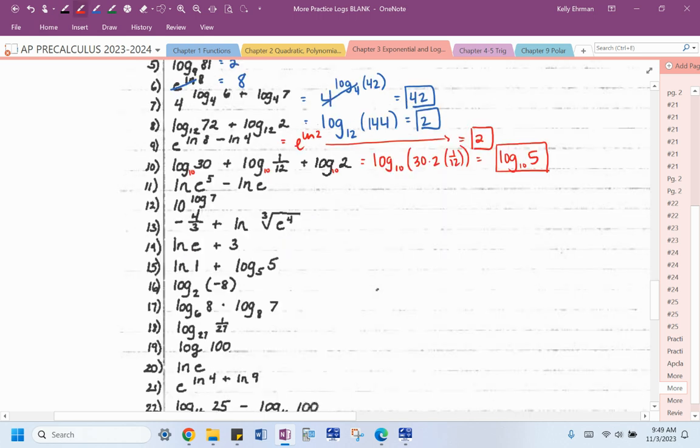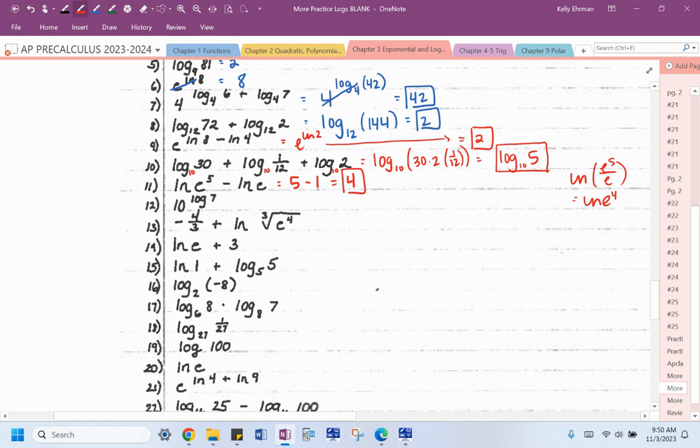For number 11, I could condense this, or these terms can simplify. I always check that first. The natural log of e to the 5th is just 5, and the natural log of e is 1. So 5 minus 1 is 4. If I would have condensed first, I would have had natural log of e to the 5th over e, which is natural log of e to the 4th, which still gives me the same answer.